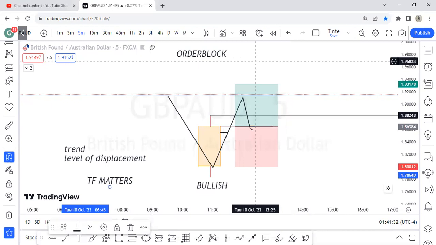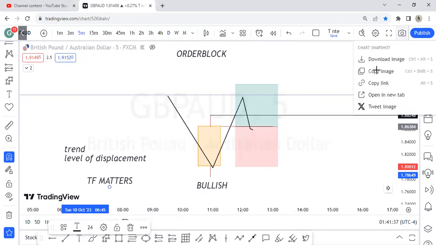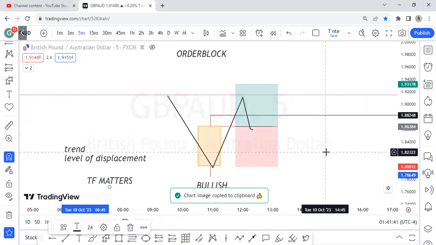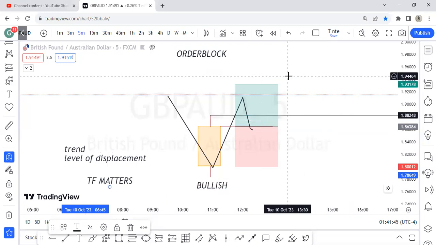This is for a bullish order block. So let's say we trade through the high, then we have our order block, right? Very, very easy to spot, right? So now we have understood that. The next thing we have to understand is the stop loss placement.